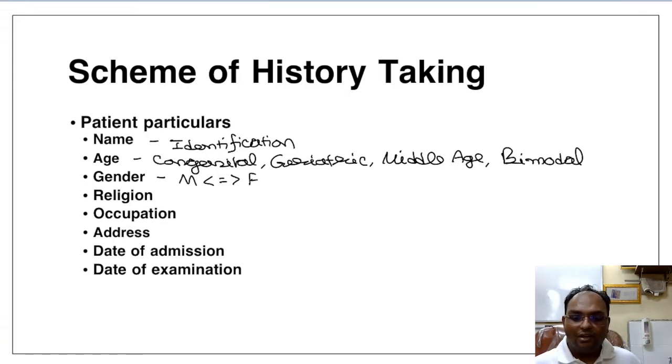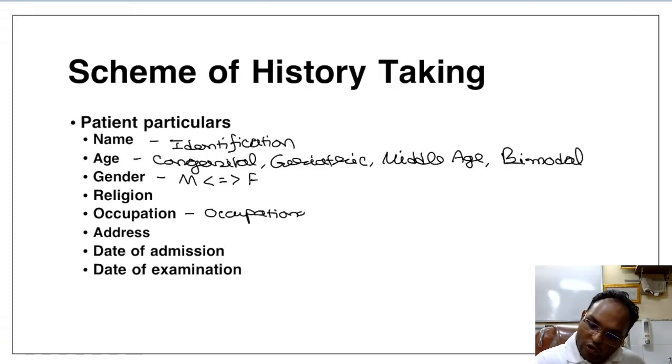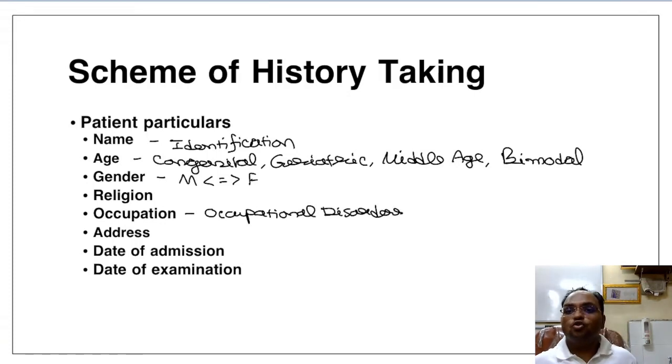Apart from that, what you will get is religion, of course already discussed, and consanguineous marriage. Occupation: we have an entire slide on occupational disorders. They can be occupational lung disease, or other disorders related to occupation, like porters, who have to bear heavy loads, so they are more prone to develop cervical and lumbar spondylosis. At the same time, barbers and policemen who have to stand a lot will develop varicose veins, right?